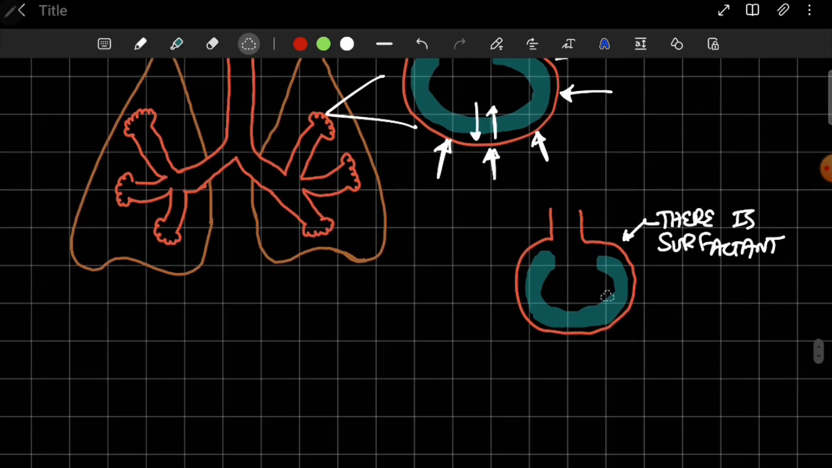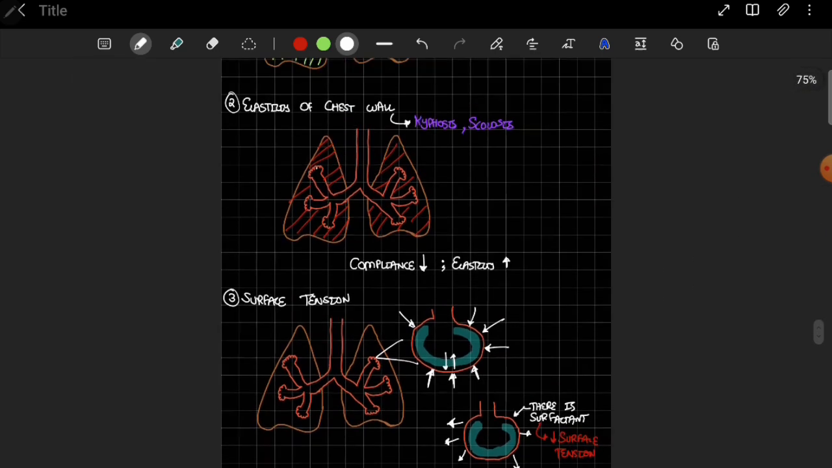But in this alveoli, surfactant is present. What does surfactant do? It decreases surface tension. So less pressure will be applied in this direction and more pressure will be applied in this direction. This was all about compliance.